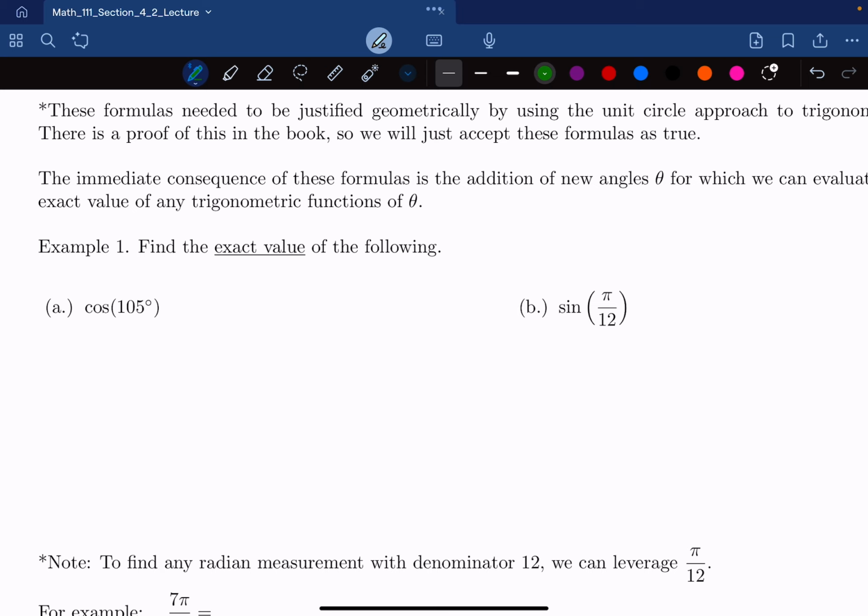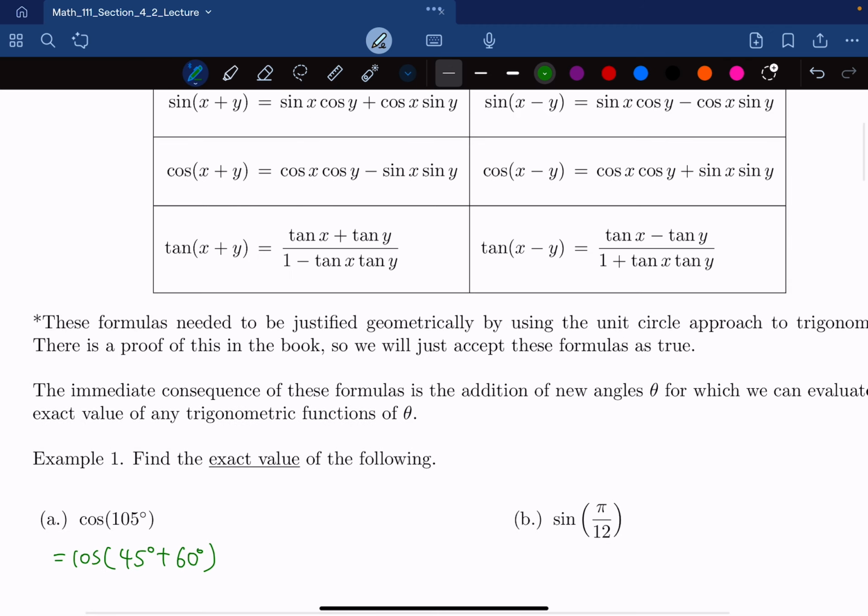Now, the angle 105 degrees is not on the unit circle. What we can do here is to break this up into some sort of addition or subtraction. It's fairly easy to make this into addition because we have some fairly familiar angles that add up to 105, which is 45 plus 60. Now I have an addition of angles inside cosine, so I can use the addition formula for cosine. And again, it's this one here.